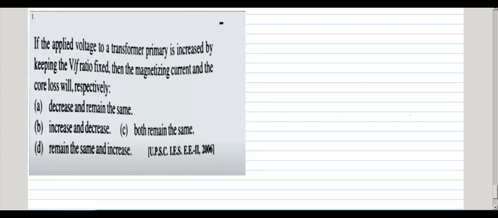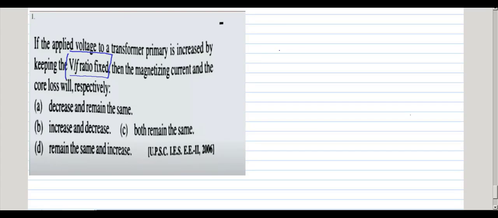First question, look: if the applied voltage to a transformer primary is increased by keeping V by F ratio fixed, then the magnetizing component of current and the core loss will be. So this is the question given. He said that the applied voltage to the transformer is increased by keeping, carefully observe here, V by F ratio fixed. So V by F ratio is fixed while increasing the primary voltage.